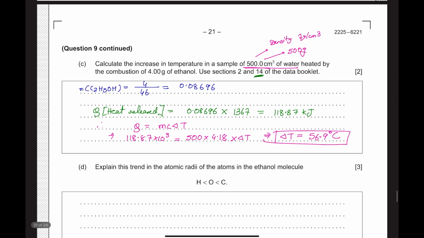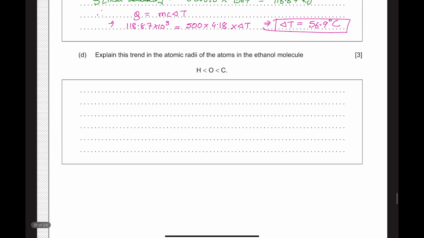Which is the answer. Now the last part: explain the strength with atomic radii of atoms in an ethanol molecule. Now, hydrogen will obviously be the smallest because hydrogen belongs to group 1. It has one shell of electrons, while oxygen and carbon belong to period 2. So they have two shells, which has to be bigger than hydrogen, right?